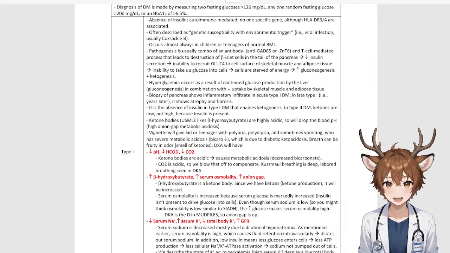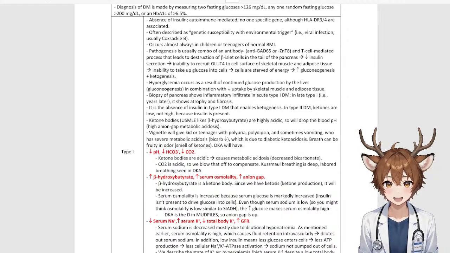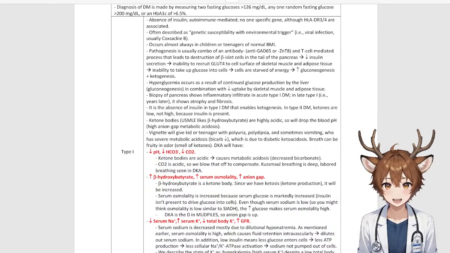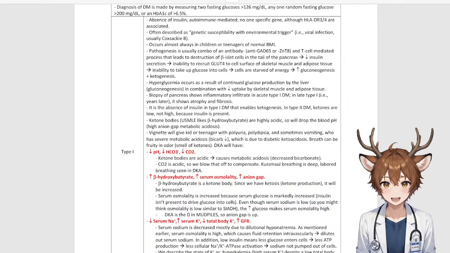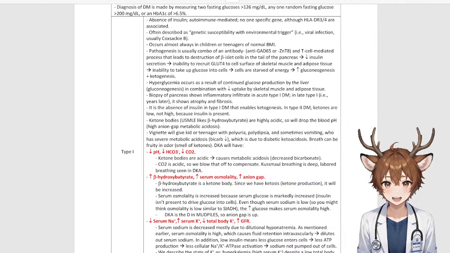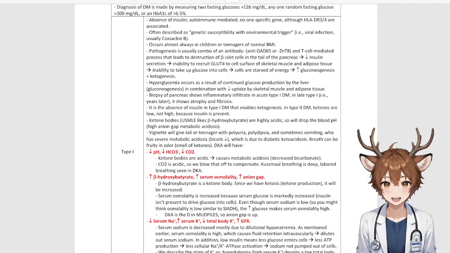Biopsy of pancreas shows an inflammatory lymphocytic infiltrate in acute type 1 DM. In late type 1, that is to say, years later, it shows atrophy and fibrosis. It is the absence of insulin in type 1 diabetes mellitus that enables ketogenesis. In type 2 diabetes mellitus, ketones are low, not high, because insulin is present.